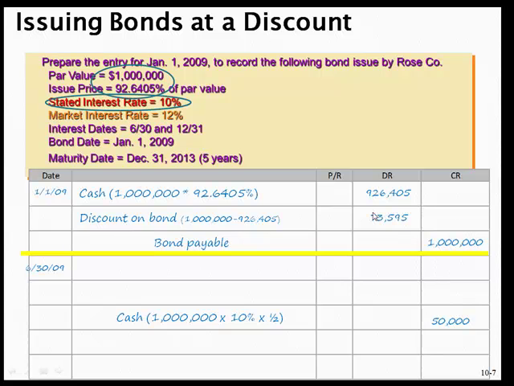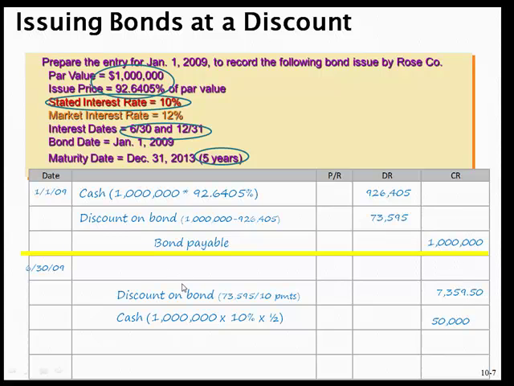However, now we're going to amortize this discount. We've got $73,595 and we're going to make 10 total payments, 5 years, 2 payments per year. So $73,595 divided by 10 total payments. A discount starts out as a debit balance. To reduce it, we're going to credit it. So we're going to reduce it by $73,595 divided by 10, about $7,359.50, because we're going to make 10 payments.